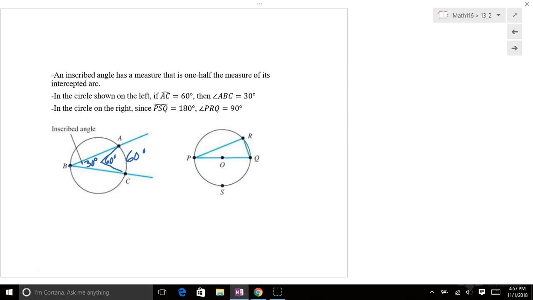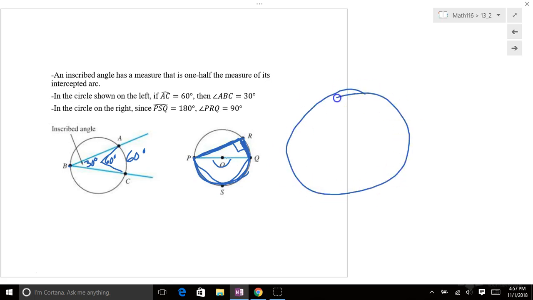Over here, if you've got PSQ, and this arc is 180 degrees, but the inscribed angle has its vertex on the circle and creates that arc there, then that's only going to be 90 right there.